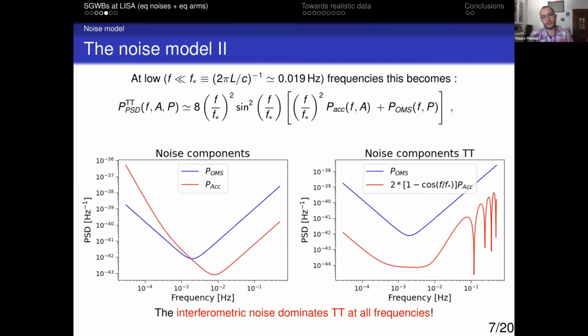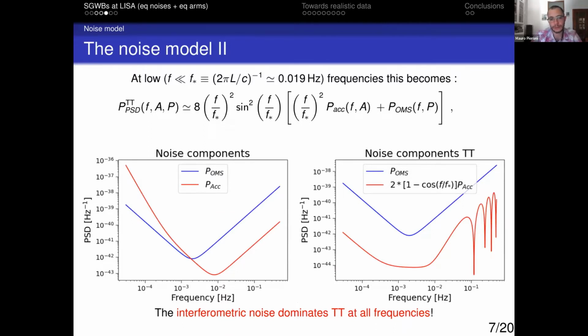So if I just plot the two noise components on the left, you see that basically acceleration is larger than OMS at low frequency and vice versa at large frequency. So since in XX, for example, they just appear as these plus 4 times acceleration, as expected, acceleration dominates at low frequency and interferometric dominates at large frequency.